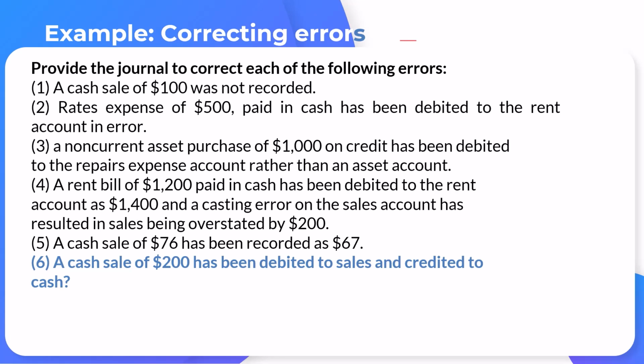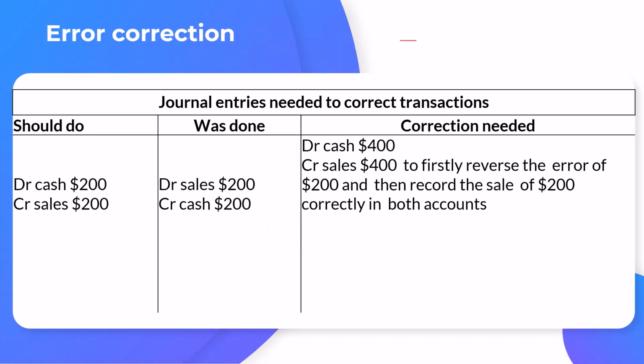The last transaction is that a cash sale of 200 has been debited to sales and credited to cash. In this case, what we should do is debit cash with 200 and credit sales with 200, but what we actually did is that we debited sales with 200 and credited cash with 200. To correct the entry, we should debit cash with 400 and credit sales with 400 to firstly reverse the error of 200 and then to record the correct amount of 200 on both accounts.